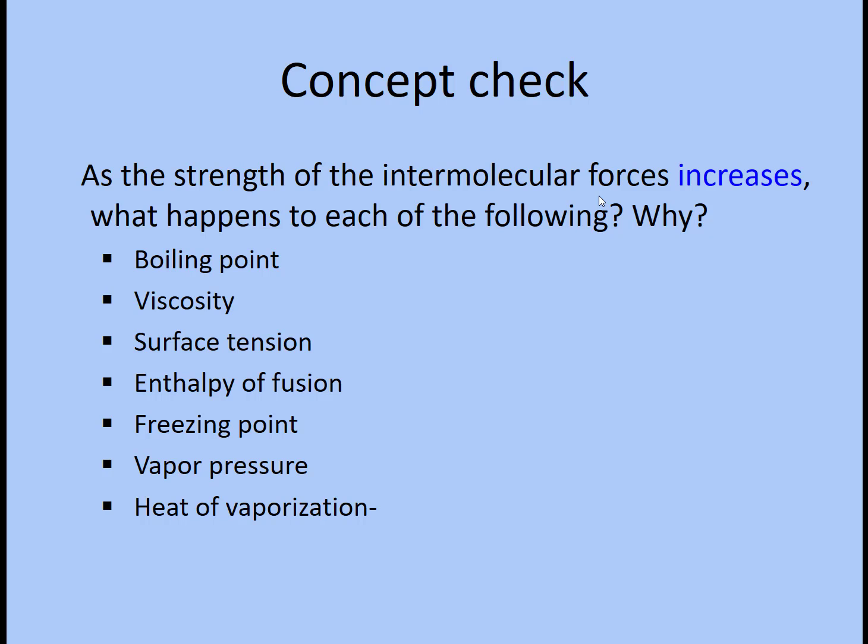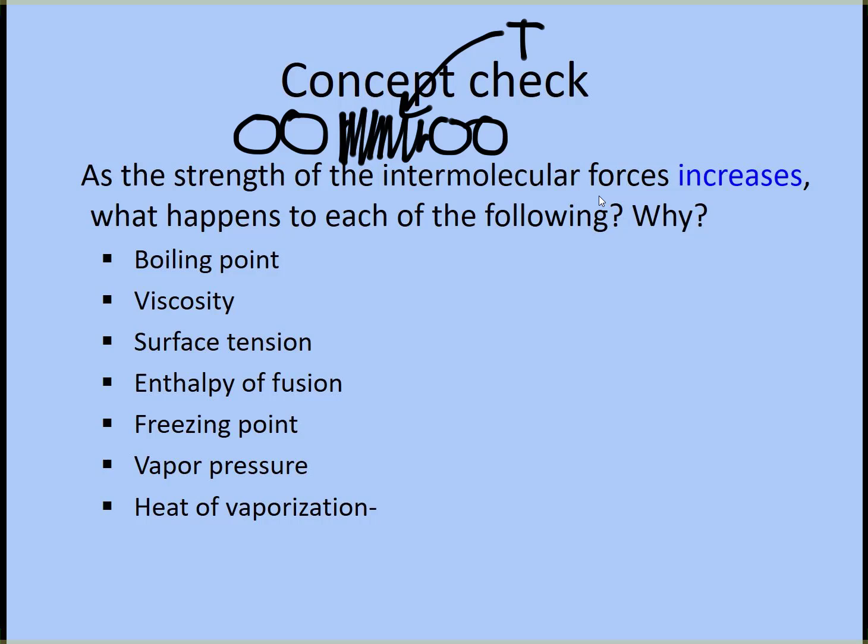As the strength of the intermolecular forces increases, what happens to each of the following and why? So again, that would be the forces in between molecules. These are my intermolecular forces. What is going to happen to each of these things? So my boiling point, the temperature is going to go up. So substances that have high intermolecular forces, they will have a high temperature.